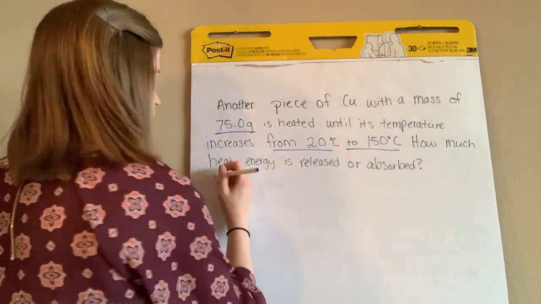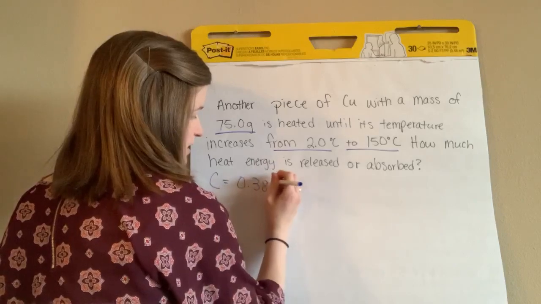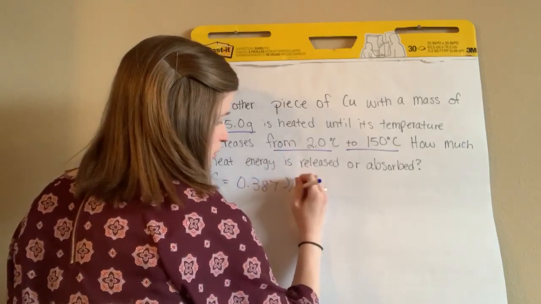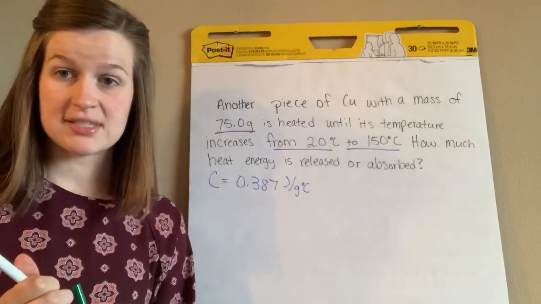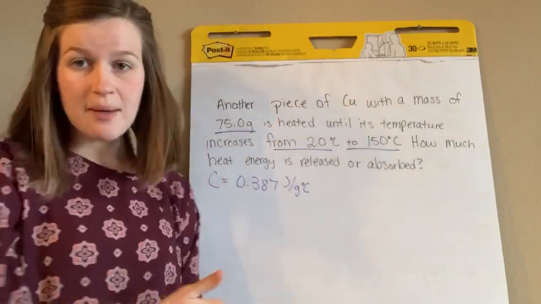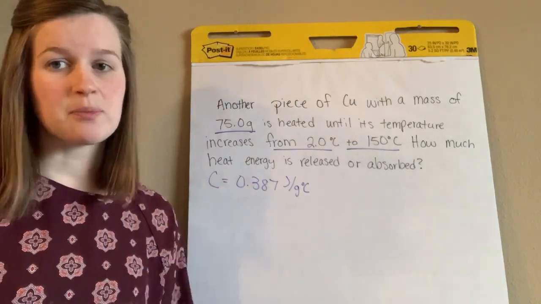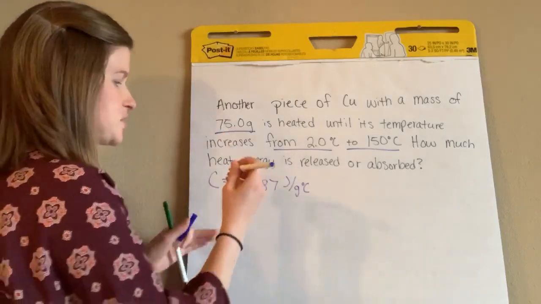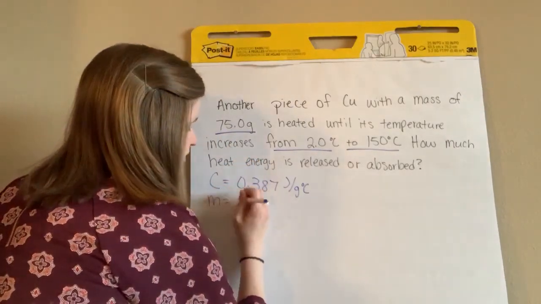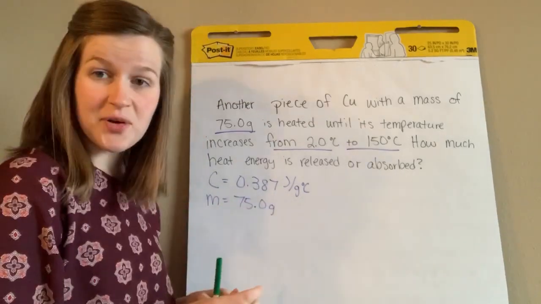So if I carry that over, that's one of my givens, I know it's 0.387 joules per gram degrees Celsius. We just solved for that, that's our previous answer, because we're talking about copper still, and so copper is going to have the same specific heat. If we solved it in the first problem, we now know the specific heat. Other givens I've underlined, we know our mass. It is 75 grams.